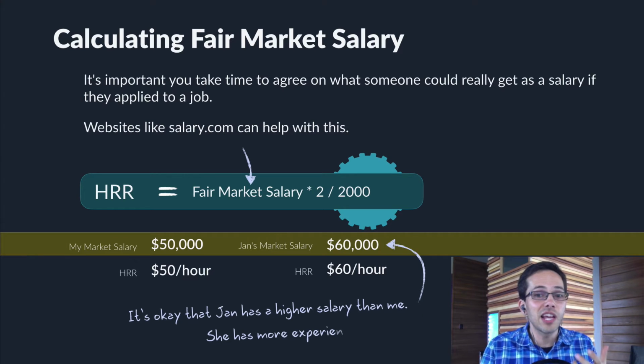And it's okay that Jan has a higher salary than me. That's totally okay, even if I'm the one doing most of the work for the business, even if it's my idea. If she has more experience, then she deserves a higher rate.